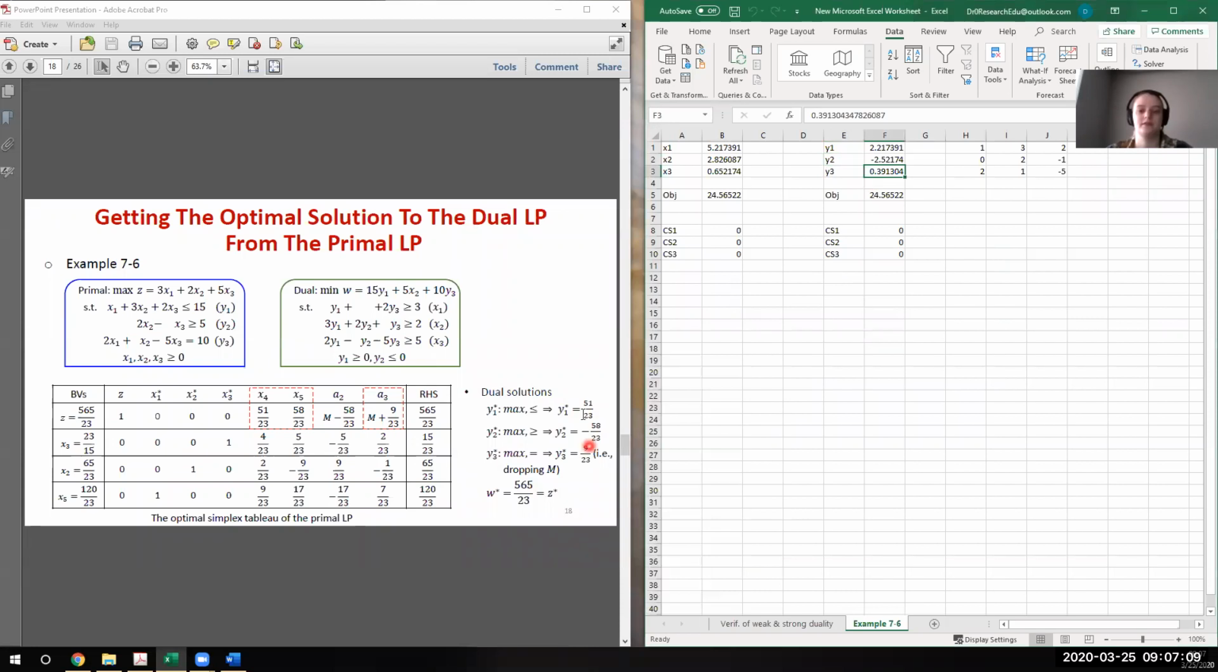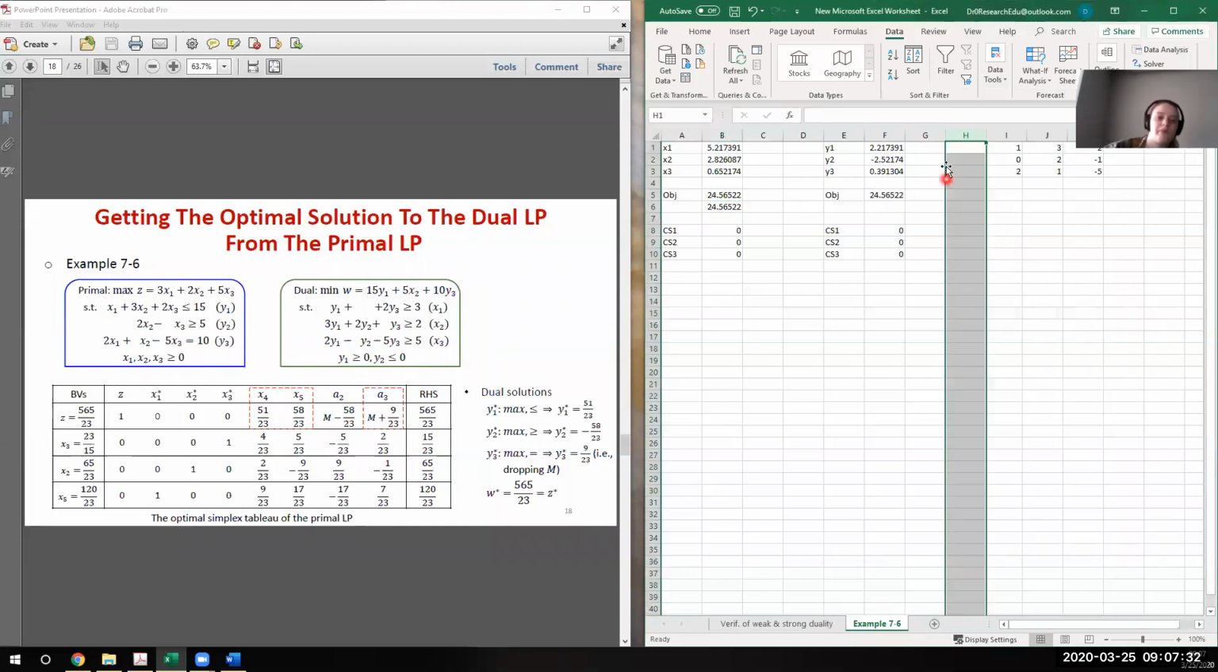I'm going to show why these solutions, or these numbers, are correct. First of all, you can see these two numbers are the same. This is a verification of the strong duality theorem. And from the simplex method, we know that it should be equal to this value. How to verify it? Simple. I'm going to directly calculate it, 565 over 23. And you can see they're exactly the same.